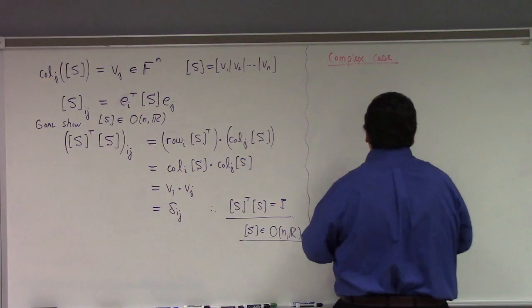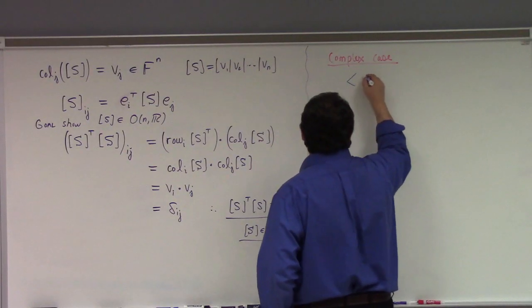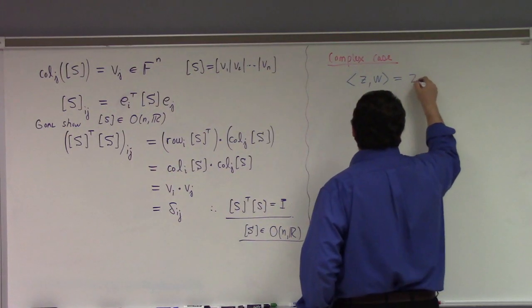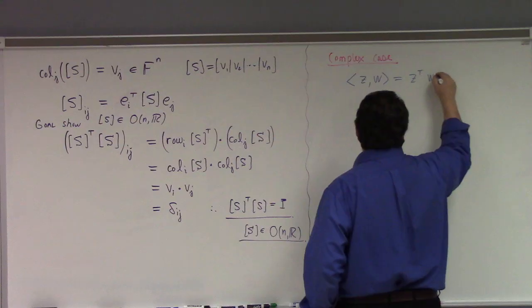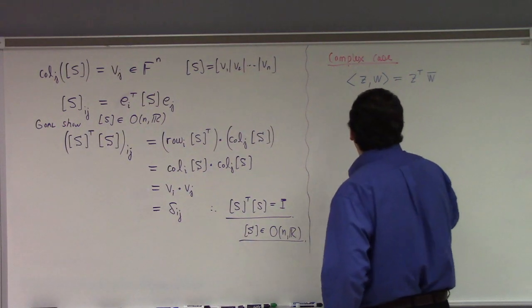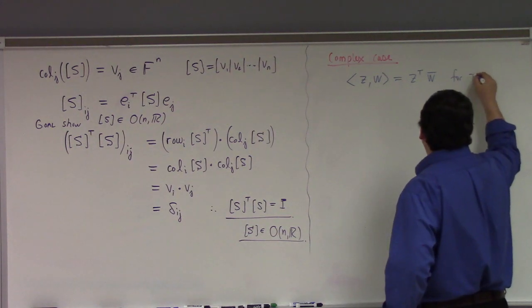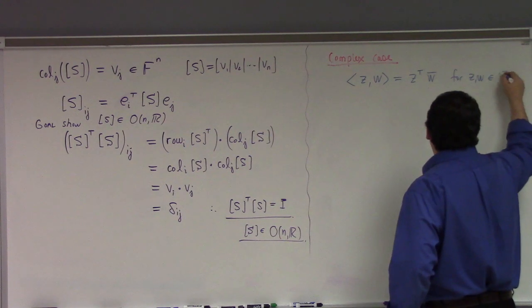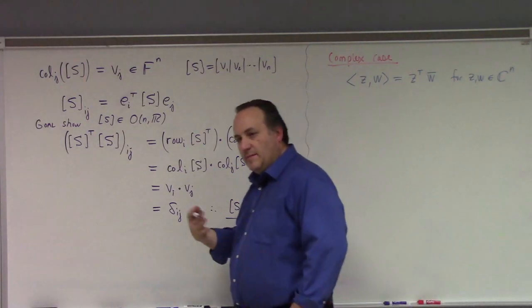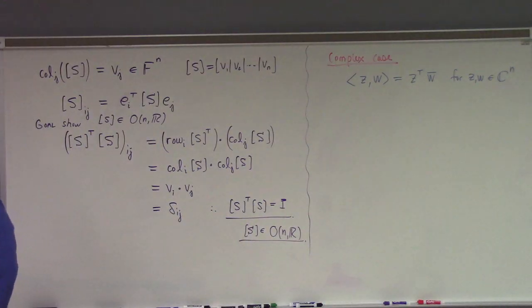Then, what's the inner product of Z and W? What did we say it was? It was Z transpose times W conjugate, I think? Yeah. That was how we defined the standard complex inner product. It's linear in the first entry, and conjugate linear in the second entry, right? That's why we've got the complex conjugate on the W.